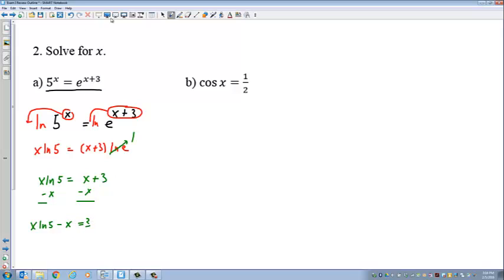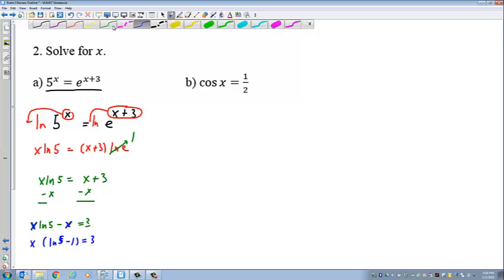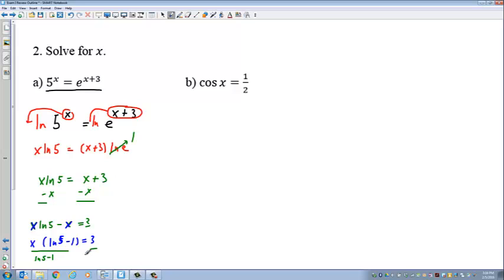And then this is the tricky part. This is the part where students typically get stuck. What you need to realize is that you can factor out the x here. So x times ln of 5 minus x. Yes, I do not know what ln of 5 minus 1 is, but I can factor out that x, and it's times ln of 5 minus 1, and that's equal to 3. And so then I'm going to divide out by what? I'm going to divide out by this ln of 5 minus 1 on both sides.